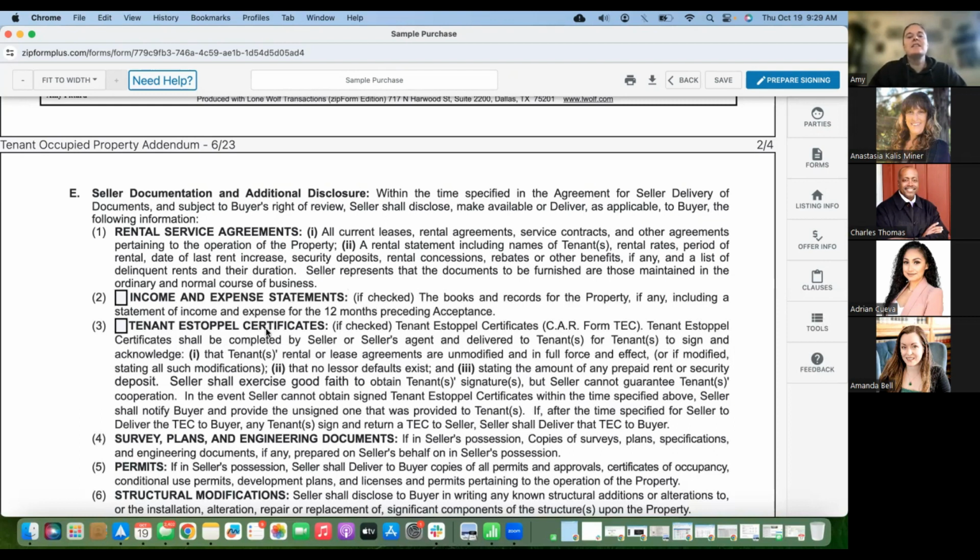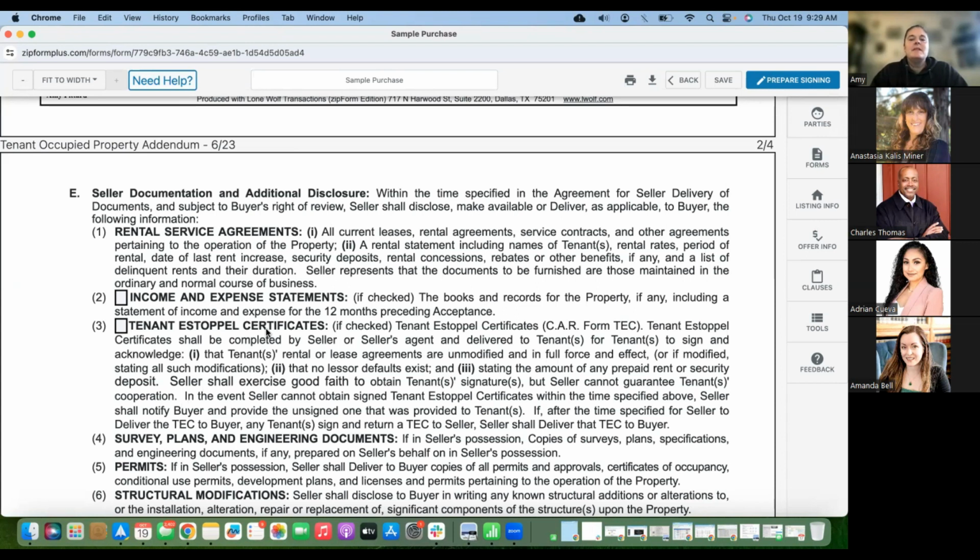Second one is not checked, income and expense. Oh, Anastasia, question? Could they extend the close of escrow to coincide with that tenant being out, that say, hey, I want you to give them a 30-day notice because they've been there less than a year. Let's base the close of escrow on them being evicted. Yep, absolutely. You could. Evicted. Thank you. That was the word I was looking for. Yep, you could do that.